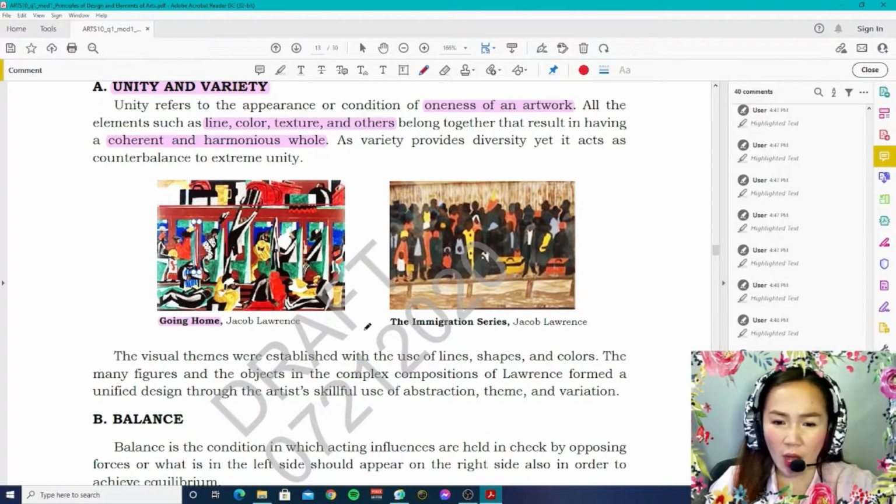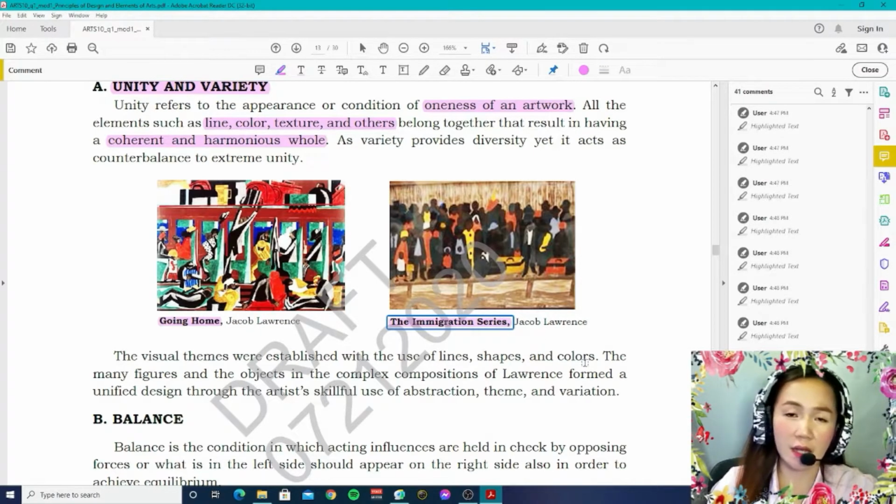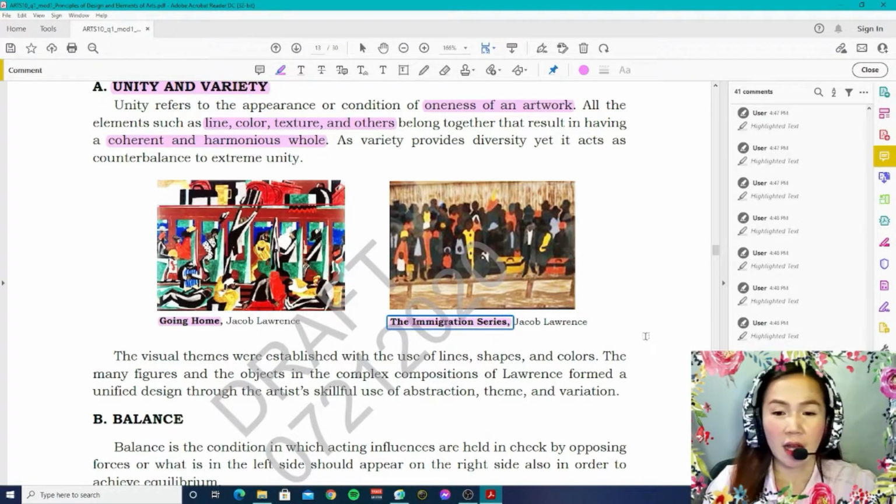Okay? So, another example is this one. We have the Immigration series by Jacob Lawrence. Pareho. Isang artist ang pinag-uusapan natin. Kita nyo, ang daming color na ginamit. Pero, consistent siya saan?